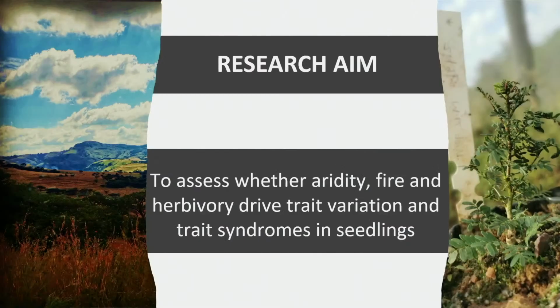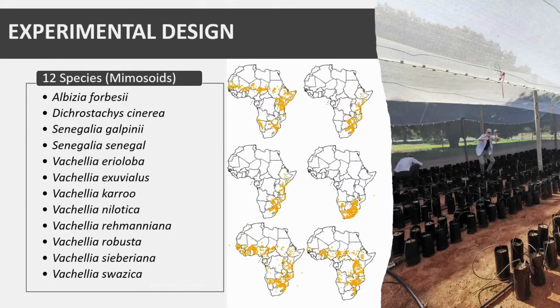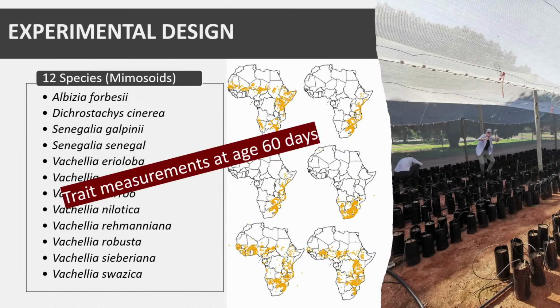So the aim of our study here was to assess whether aridity, fire, and herbivory drive trait variation and trait syndromes in seedlings. We chose to grow seedlings of the mimosoids because we wanted to minimize phylogenetic non-independence, and because the mimosoids are one of three predominant woody taxa in African savannas. And we had 12 different species. These species range from species that occur in fairly wet conditions to dry conditions, and they also came from different herbivory and fire gradients. Then we grew them, we knew the exact age, and we measured a bunch of traits on the seedlings at 60 days.